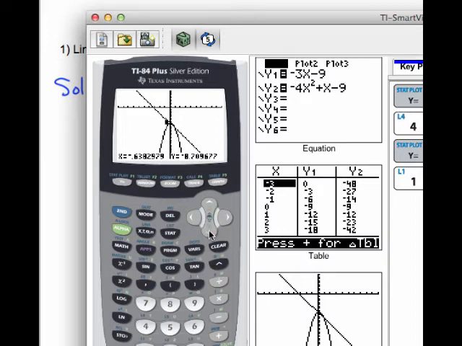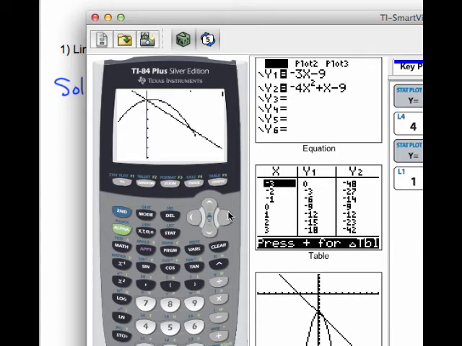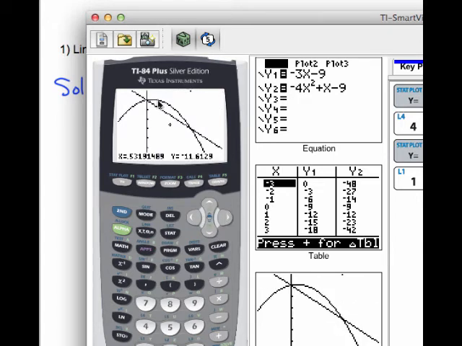Press enter. Then I'm going to use my arrow keys just to build a box around the area of intersection that I want to see closer. Let's bring that down a bit. Enter, and I can see that I've got 2 points of intersection here and here. So let's use the calculate feature to find those points of intersection.